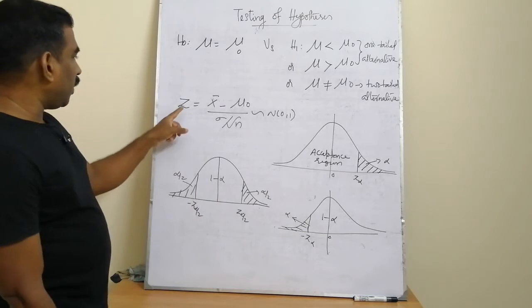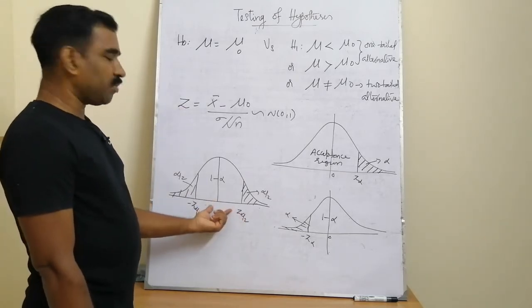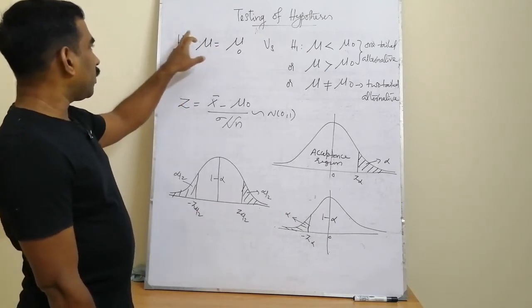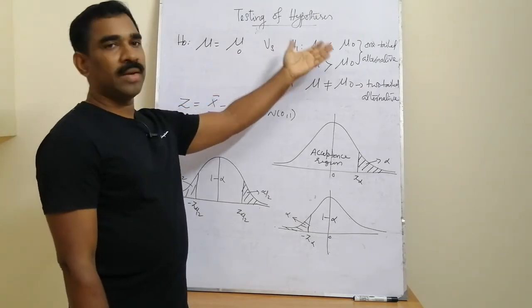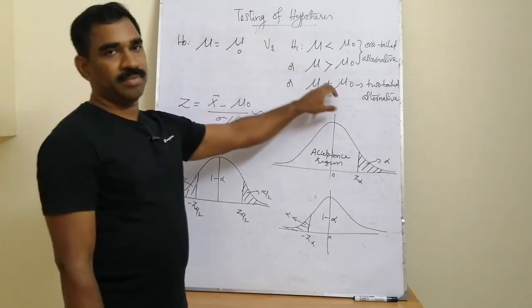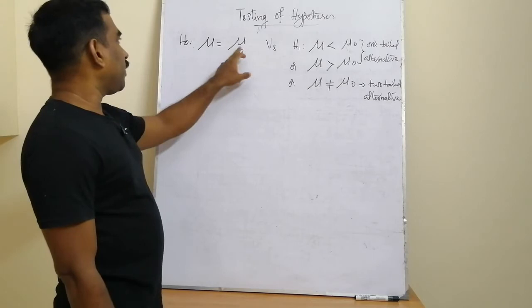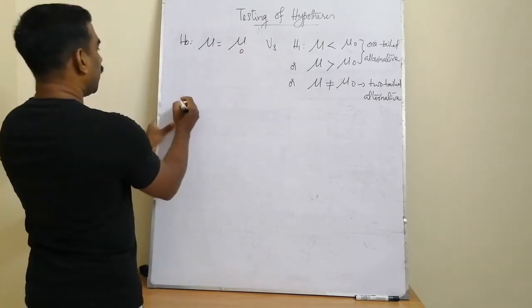Otherwise, if the computed value of z is lying between minus z alpha by 2 and z alpha by 2, we are in the acceptance region. Then we will accept the null hypothesis. Whenever the null hypothesis is accepted, automatically the corresponding alternative hypothesis is rejected. Similarly, if this part is rejected, it is accepted. So this is the case in which we are testing a specific value of a population parameter, for example mu as mu naught.